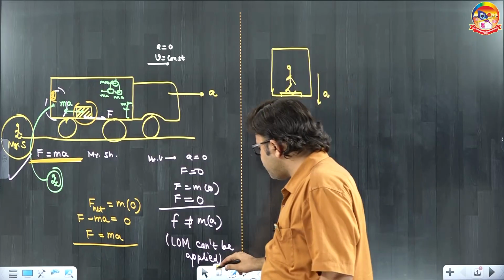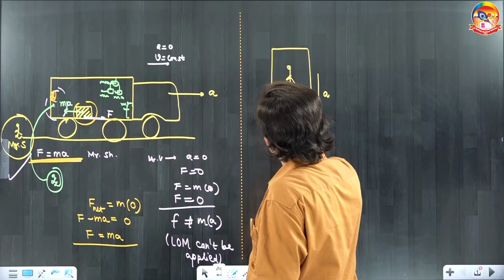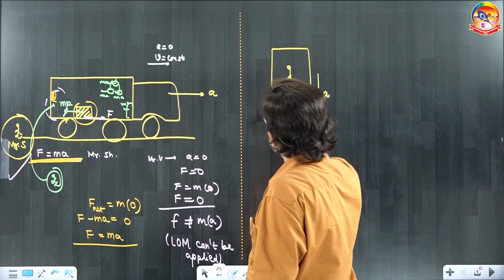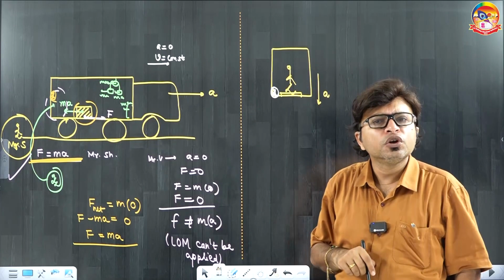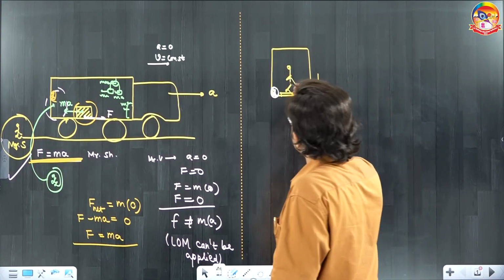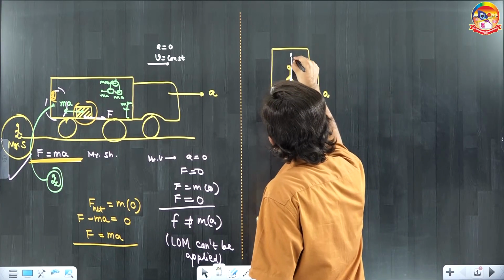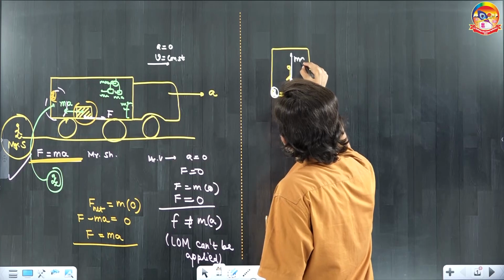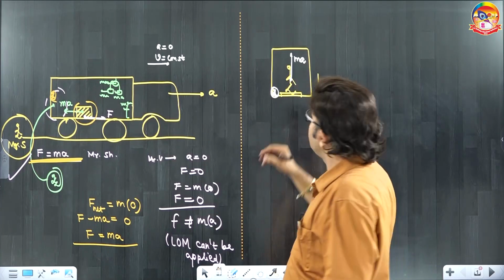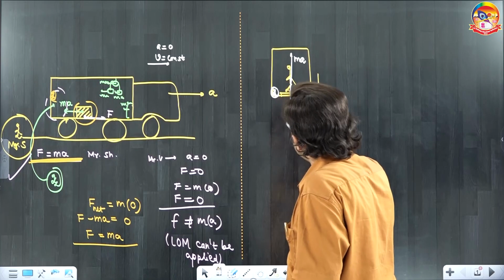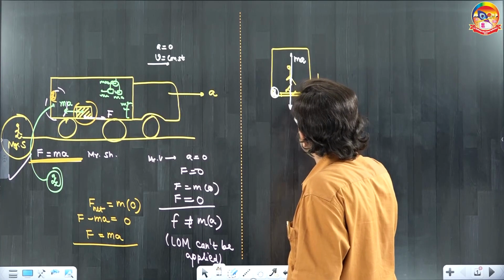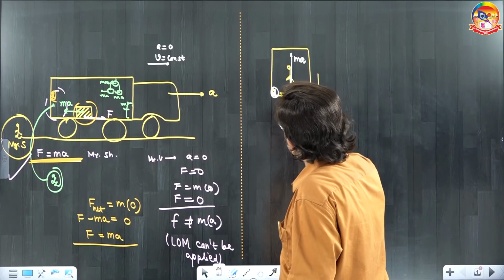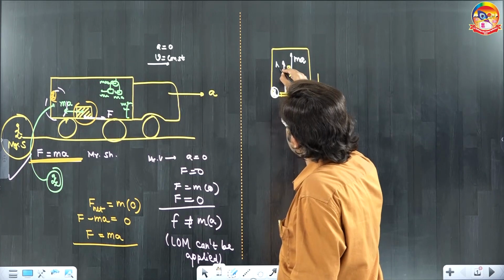So, when I try to find out its weight, when my observer goes inside the frame, what does he have to do? He has to apply a pseudo force first. So, there will be a pseudo force acting upward. How much will that pseudo force be? M into A. What will be the weight of the body? That will be acting downward, M into G. And a normal reaction will be acting upward.